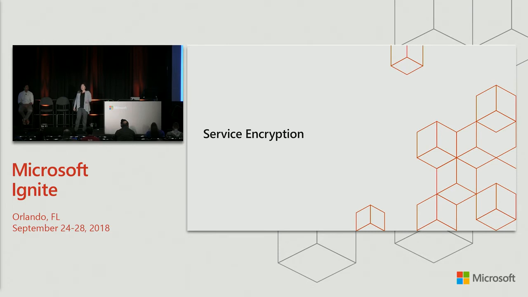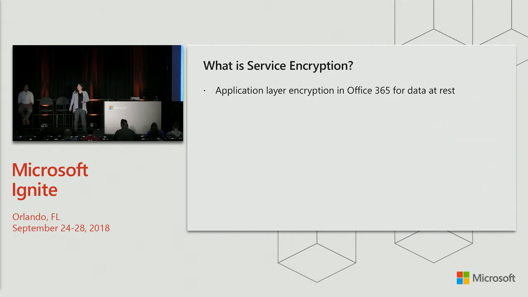The next layer of encryption is something that we are working on and released for customer key at the last Ignite in 2017. And this is service encryption. So what is service encryption? It's another data at rest feature, but we're doing this at the application layer. Instead of it just being disk layer protection, we're doing this at the application layer. For example, in Exchange, we're doing this as we write the data down into the database.